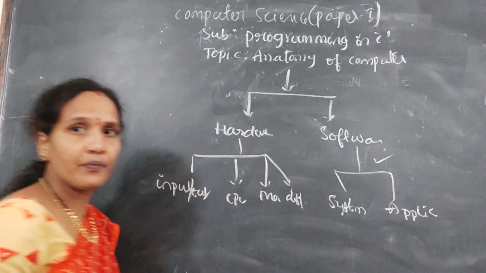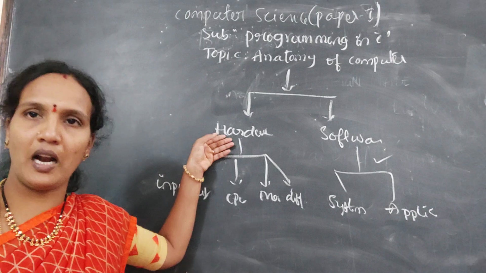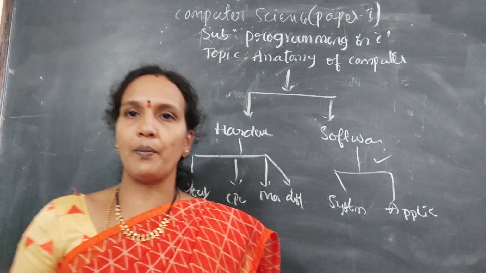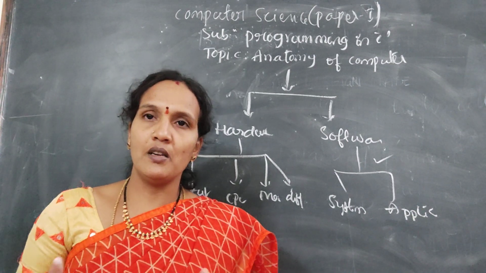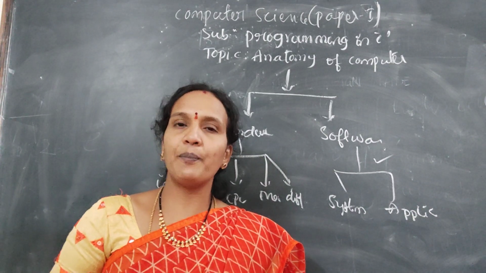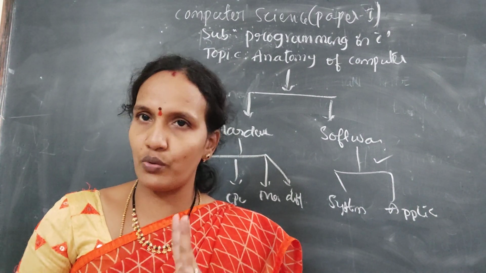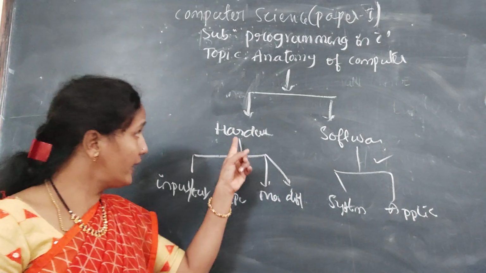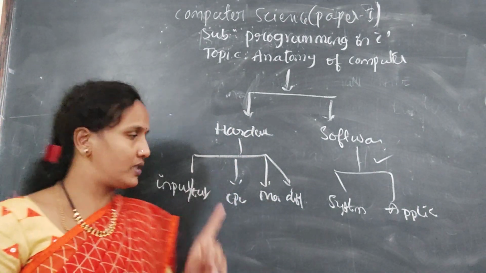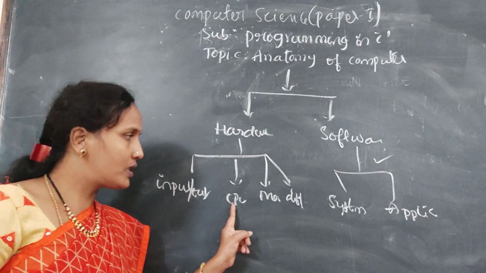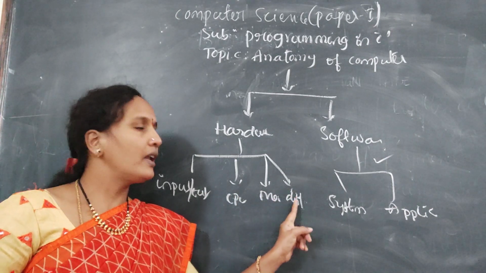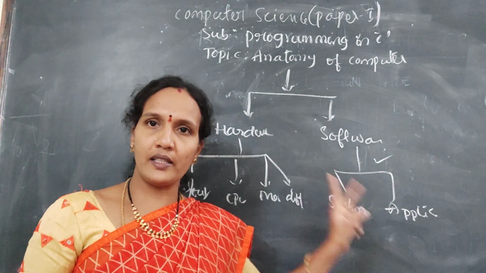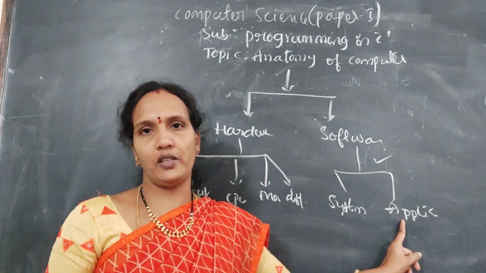This we have already completed. Now we'll discuss the hardware and the different categories of hardware. Anatomy of a computer is nothing but the complete parts of a system. That is divided into two categories: hardware and software. Hardware is again divided into four categories: input and output devices, CPU, memory and other interfaces. Software is divided into system software and application software.